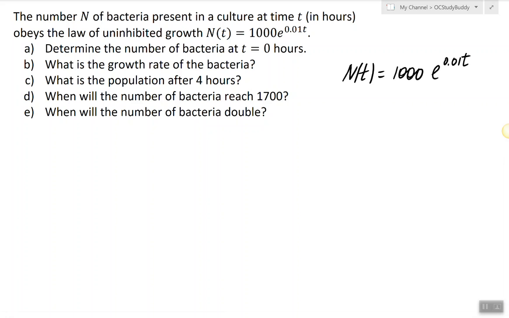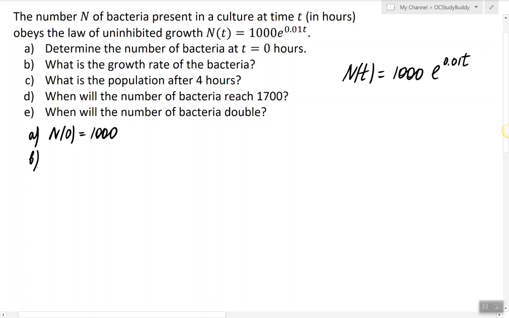So to answer the question in part A, we simply have to evaluate the function at t equals 0, and the y-intercept is always the coefficient in front of that exponential expression. So the number of bacteria at t equals 0 will be exactly 1000.